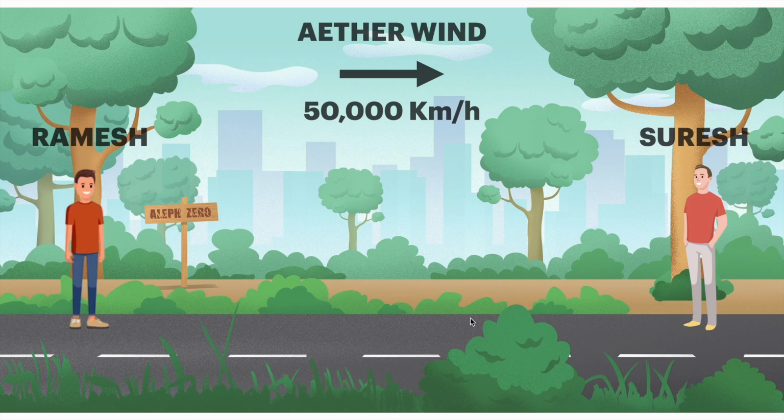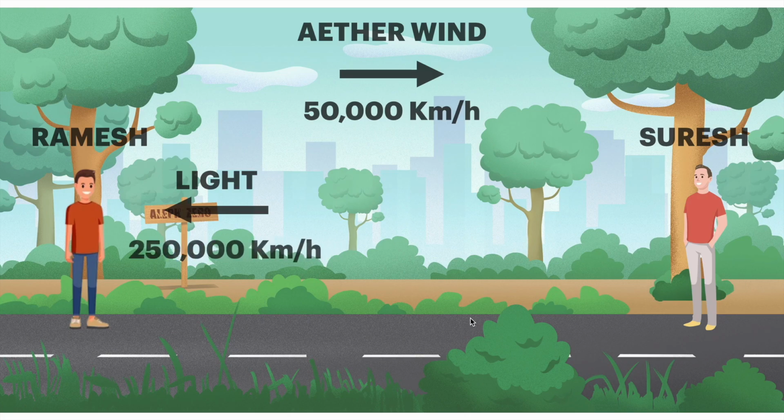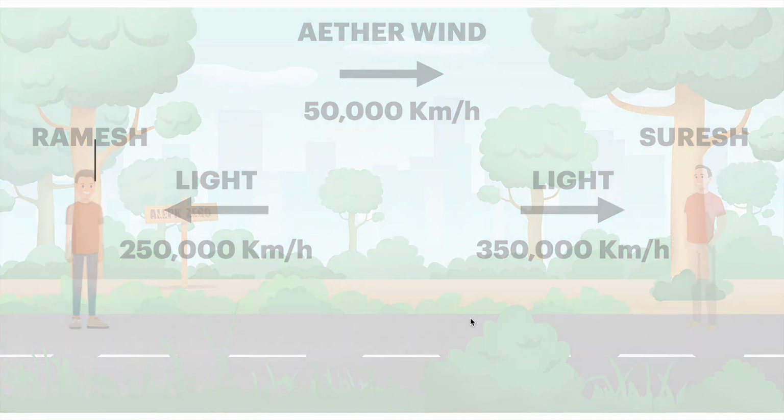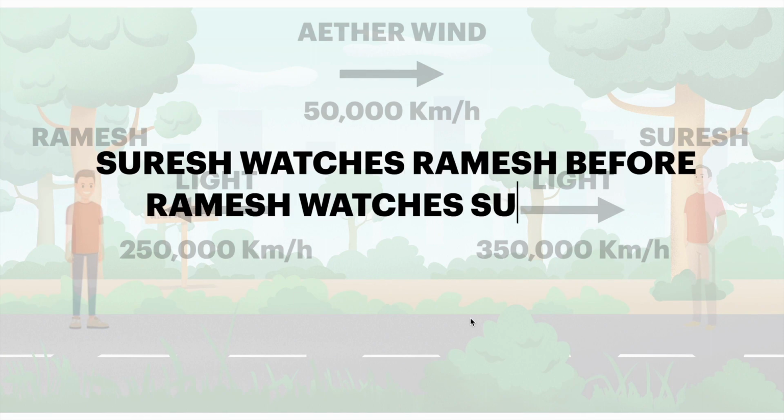Now the speed of light with respect to ether is 300,000 km per hour. So light from Suresh goes towards Ramesh at a speed of 250,000 km per hour. Similarly, light from Ramesh goes towards Suresh at 350,000 km per hour. What does this mean? This basically means that Suresh watches Ramesh before Ramesh watches Suresh. Now, just imagine this in real life. Two people are stationary, but still, one of them sees the other one first. Weird, right? This tells us that there might be some flaw in our ether theory.